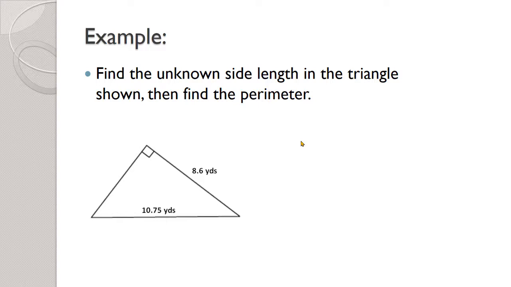Here's a triangle. The lengths of two sides are given in yards, but this time we know the hypotenuse. 10.75 is our hypotenuse, so that would have to be our side C. 8.6 yards is given, and that side looks longer than the other leg, and so A will be the side that we don't know. B is the 8.6, that's the longer leg that we do know, and C is our hypotenuse, which we do know.